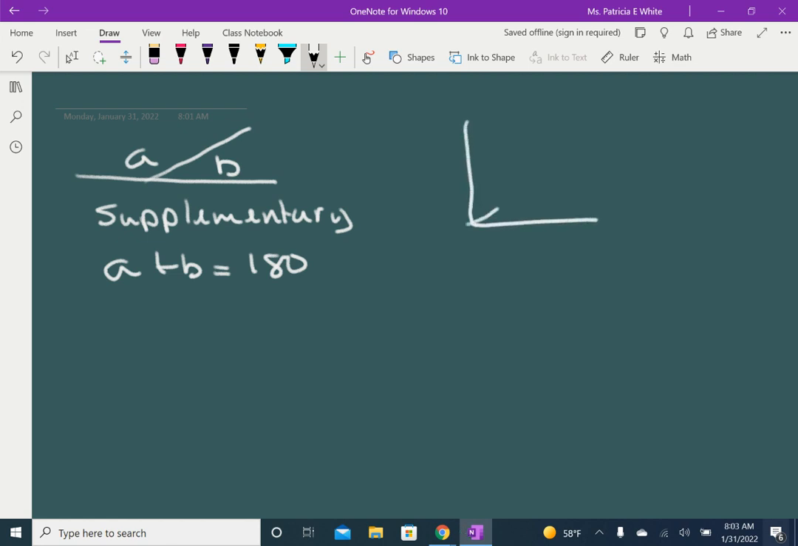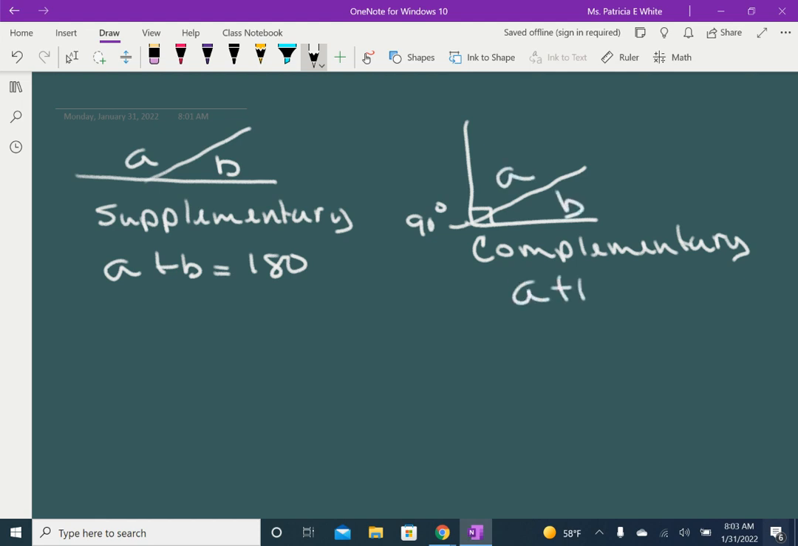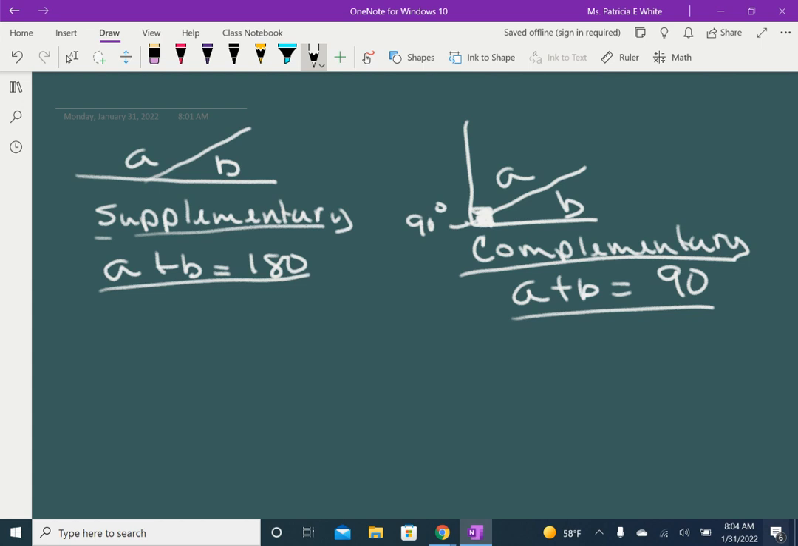We also have angles where that little box in the corner always means 90 degrees. And if it's 90 degrees, then it is complementary angles. And that means that A plus B is equal to 90. So if I give them to you and they make that 90-degree angle, it's 90. If I tell you that they're complementary, it's 90. Then you use A plus B equals 90 for complementary, and A plus B equals 180 for supplementary.